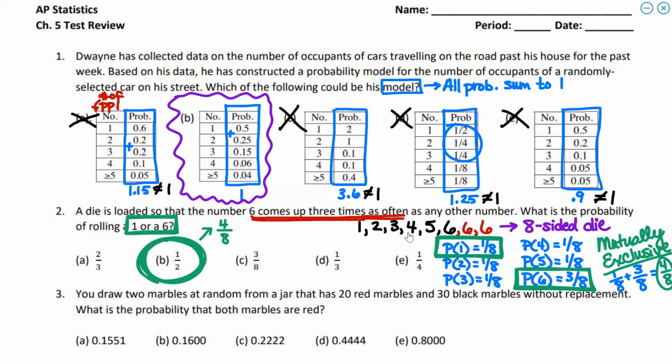Number 3, you draw 2 marbles at random from a jar that has 20 red marbles and 30 black marbles without replacement. What is the probability that both marbles are red? I'm going to draw a tree diagram over here to help me understand what's going on.